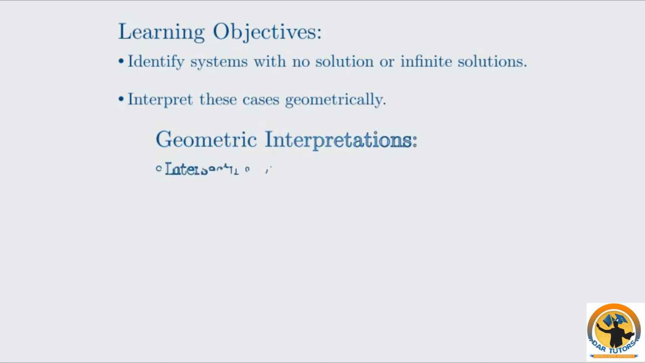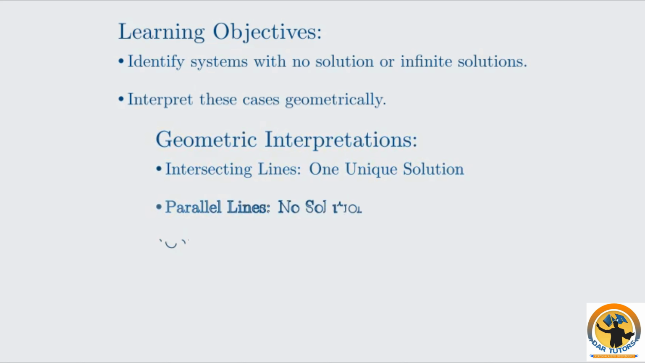They can intersect at one unique point, which is our unique solution case. Or they could be parallel and never intersect, meaning there is no solution. Finally, the two equations could actually represent the exact same line, resulting in an infinite number of solutions. We can identify these cases algebraically. It all comes down to the gradients of the lines.